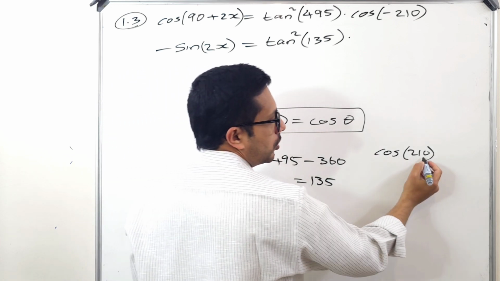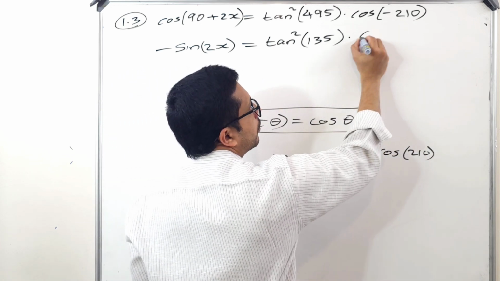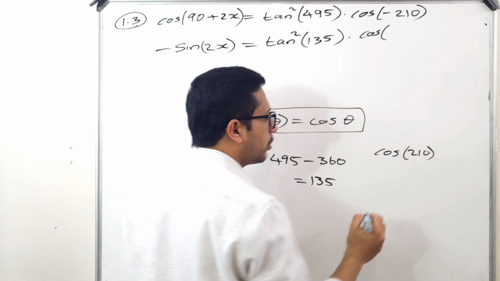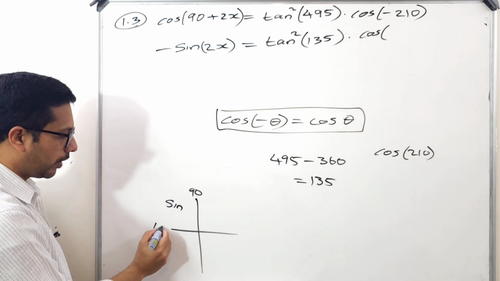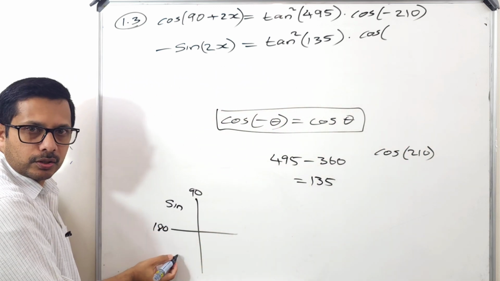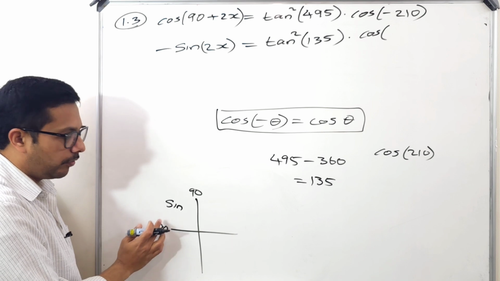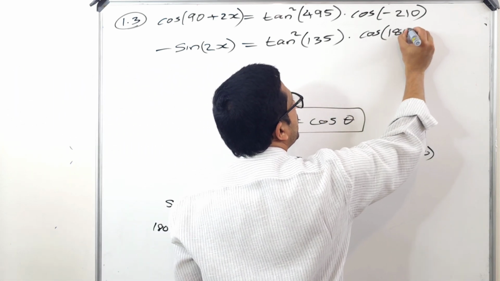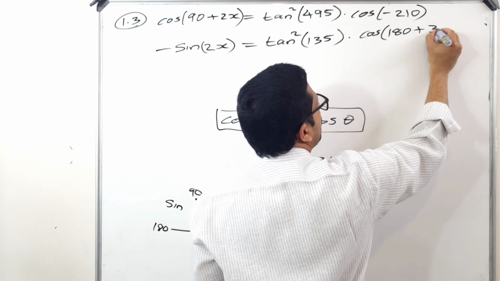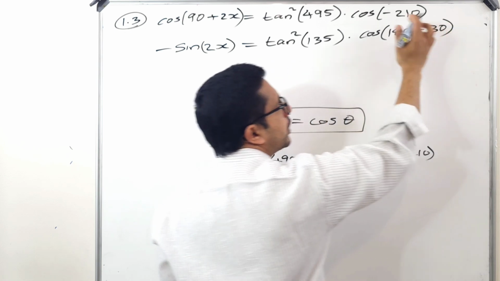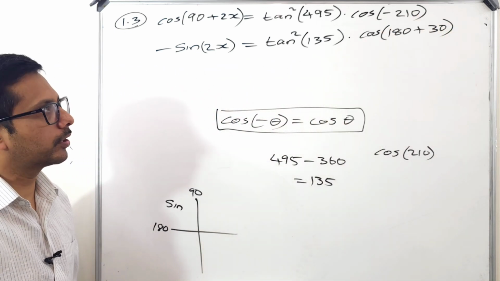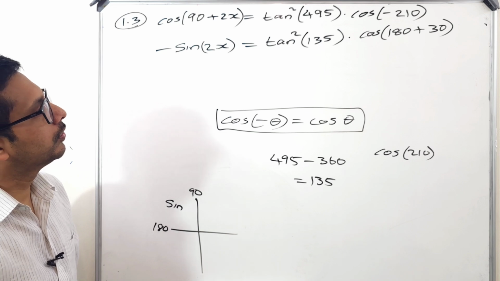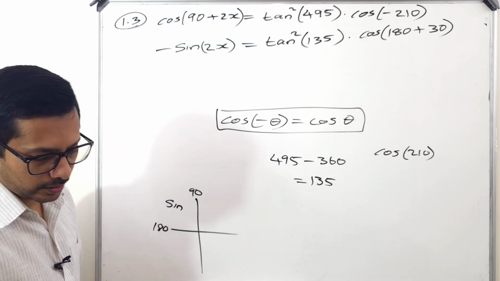So now cos of 210, how can you write it? Cos of 210 is in which quadrant? 210, this is 180, so it is the third quadrant. Am I right? In the third quadrant, how can you write? 180 plus. So it is cos of 180 plus 30, because 180 plus 30 is 210.